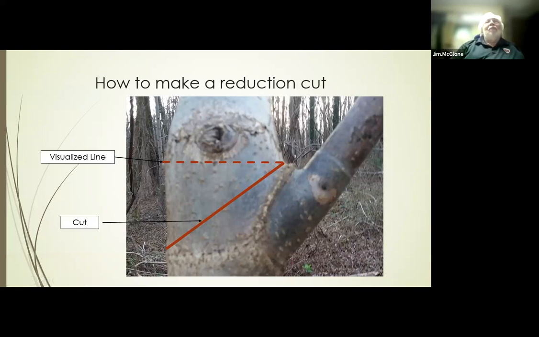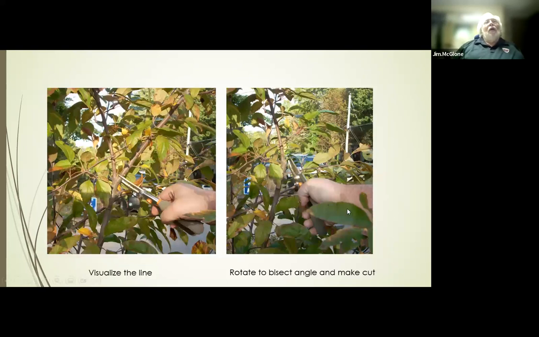And here's an example of doing it with pruning shears. Here I visualize the line using the blade of the pruning shears. Then I rotated down. It's really hard to see, but there is a little branch bark ridge here that you can see. And I rotated down to bisect the angle and make the cut. So you can see I've got an overhand grip in the picture on the left, and then I've got a handshake grip in the picture on the right because I rotated my pruning shears down before I made the cut.